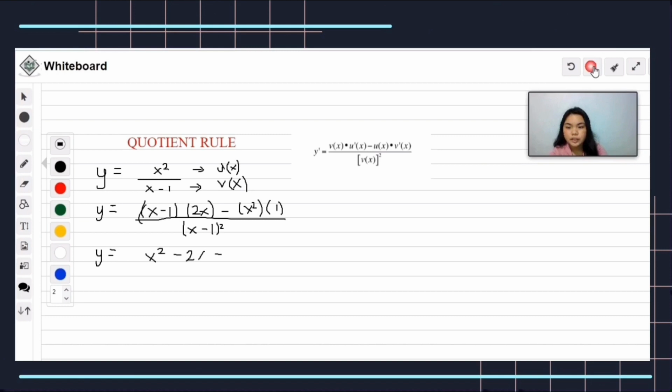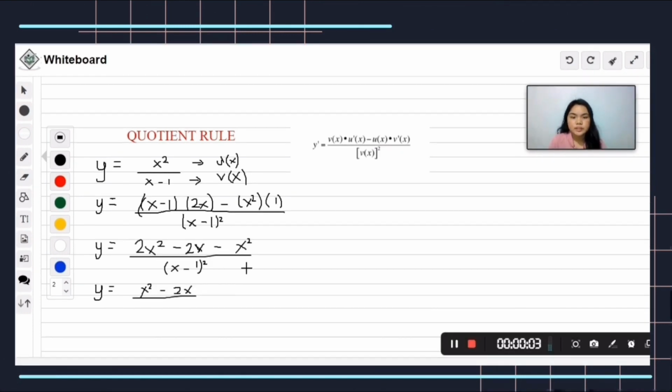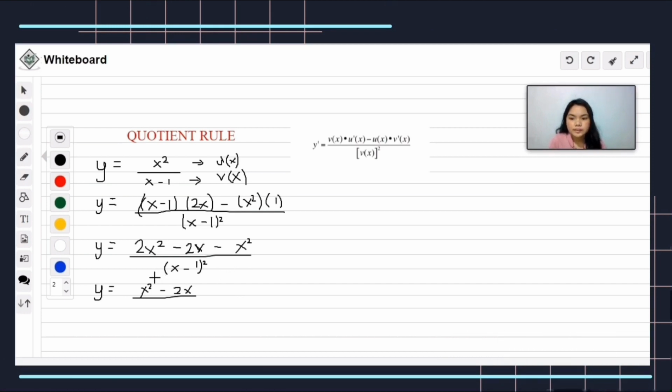X minus 1 times 2x, it will become x squared minus 2x. And then x squared times 1 is still x squared over x minus 1 squared. Since 2x squared and x squared has the same exponent, we will subtract it and it will become x squared and then copy the 2x. And then we will still copy the x minus 1 squared, since we can no longer simplify it. This will be the final answer.